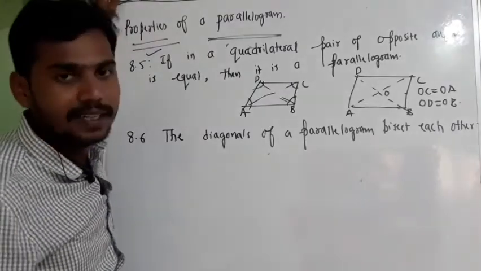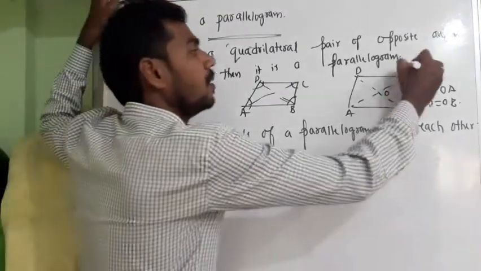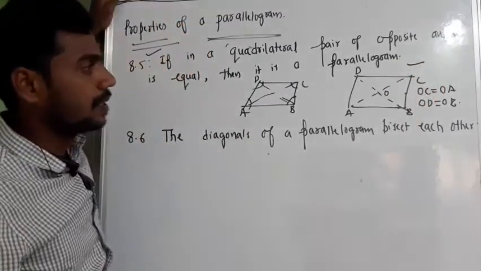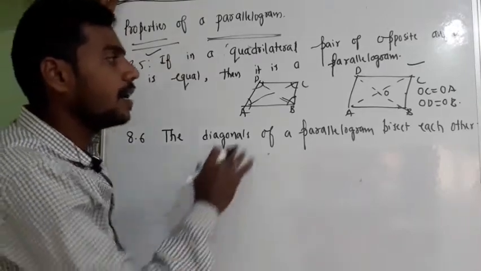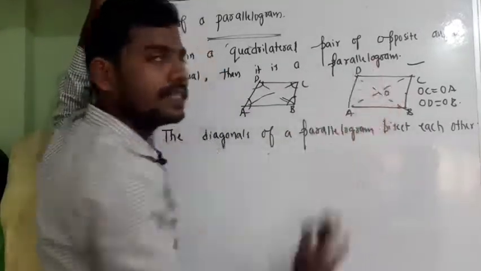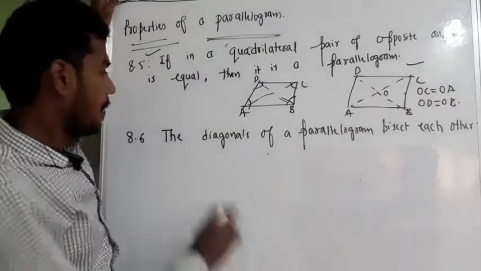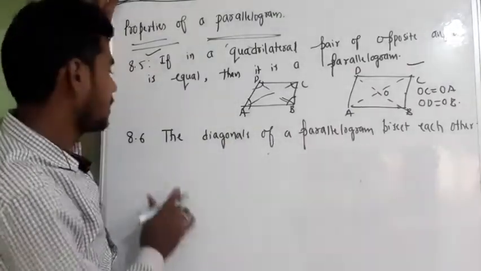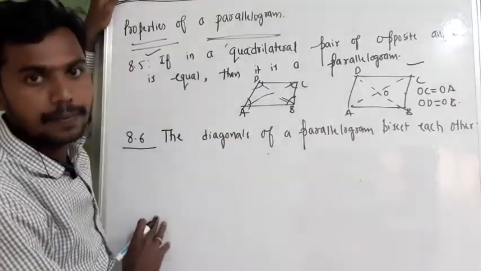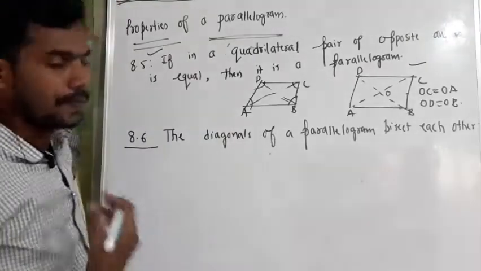So, what can we conclude from this? See, we can conclude the diagonals of a parallelogram bisect each other. This is theorem number 8.6. Please note this down.